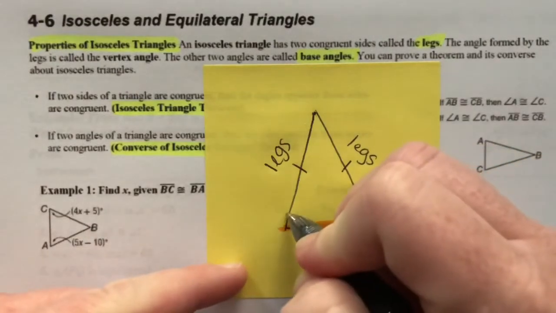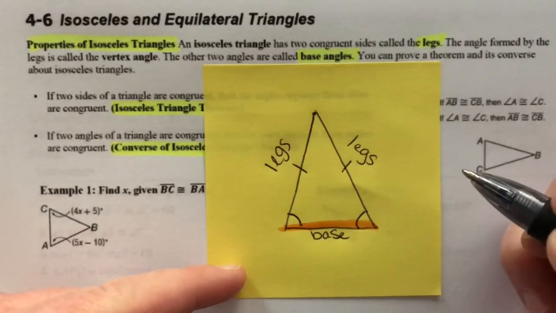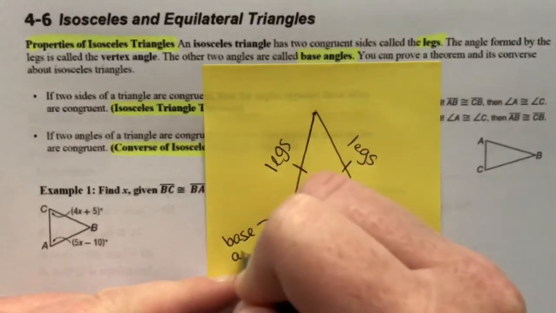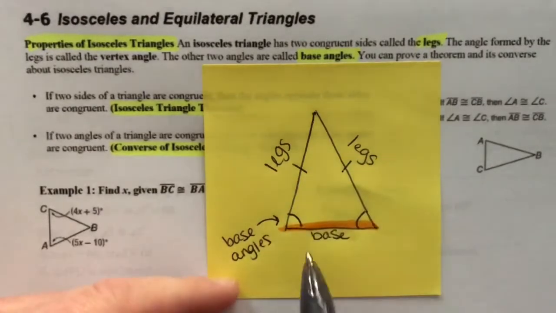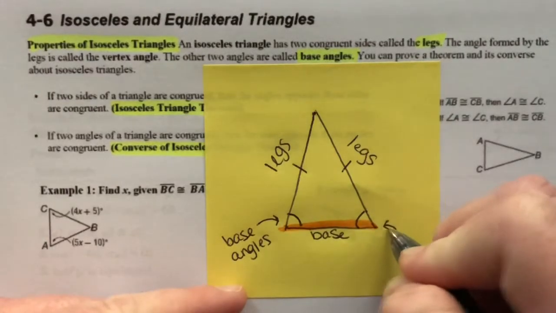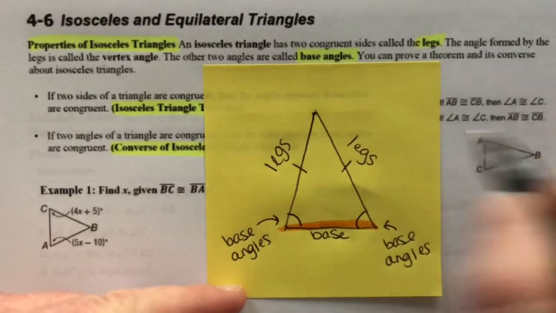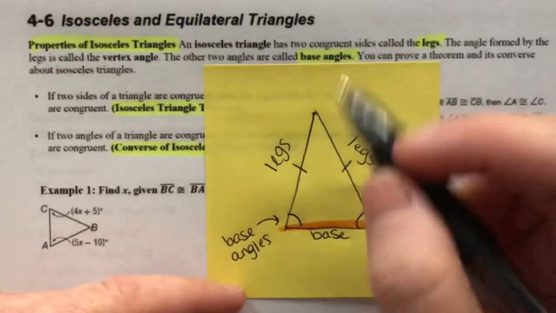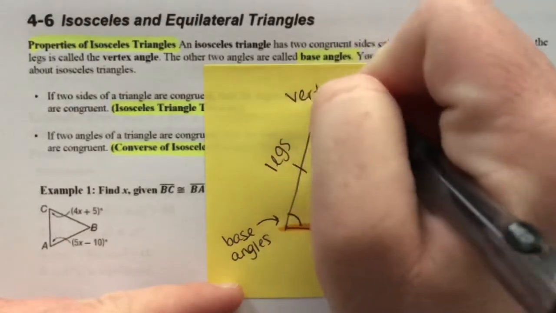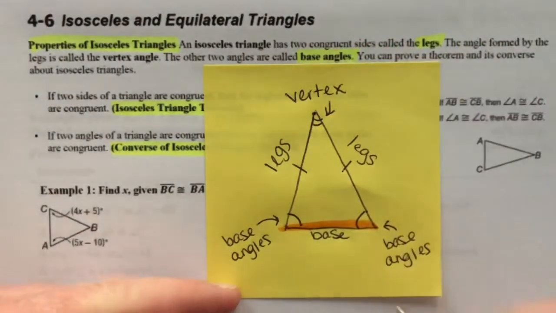And then these two angles that come off the base are called base angles. These two angles are our base angles. So kind of easy to remember: we've got our base, and the two angles touching the base are the base angles. And then that third angle up at the top, this guy here that's not like any of the other angles, is called our vertex. The vertex angle is always across from our base.